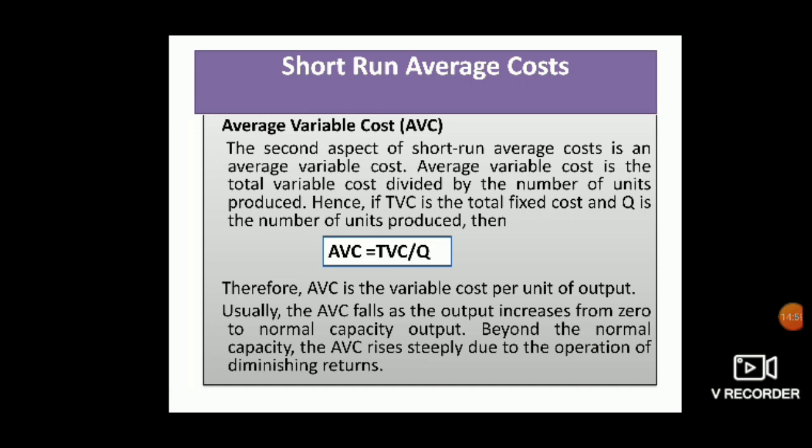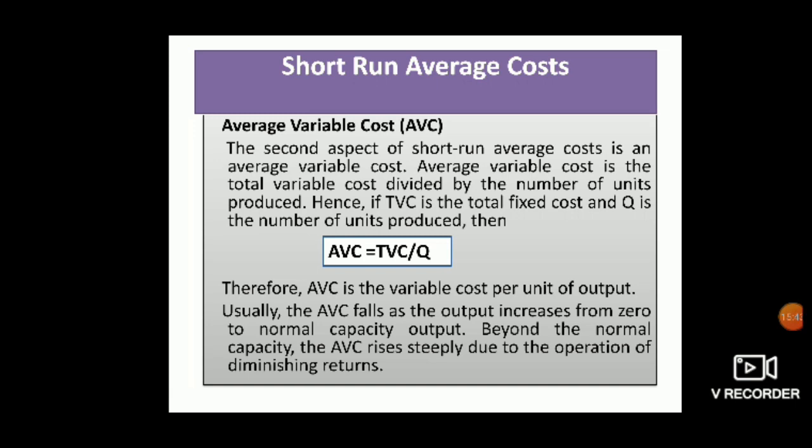Average variable cost normally falls as output increases from 0 to normal capacity output due to the occurrence of increasing return. But beyond the normal capacity output, average variable cost will rise steeply because of the operation of diminishing return. The concepts of increasing return and diminishing return have already been discussed earlier. If we draw the average variable cost curve, it will first fall, then reach a minimum, then rise again.